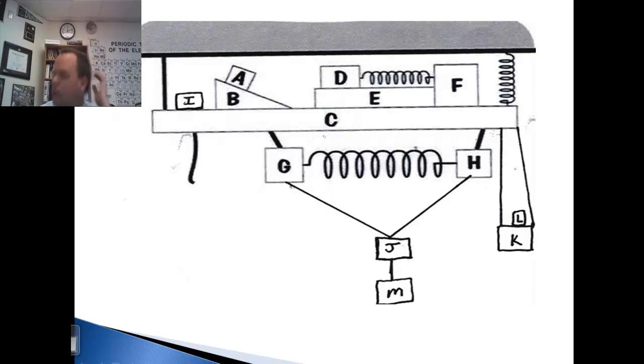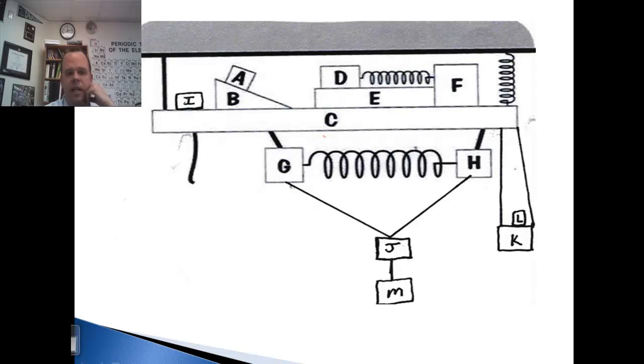Now here we have a diagram with a lot of different objects on it, A through I. We're going to do the free body diagram for a number of these different objects. So we'll come back and look at this picture each time we do a free body diagram. The first one we want to do is D. The free body diagram for object D.